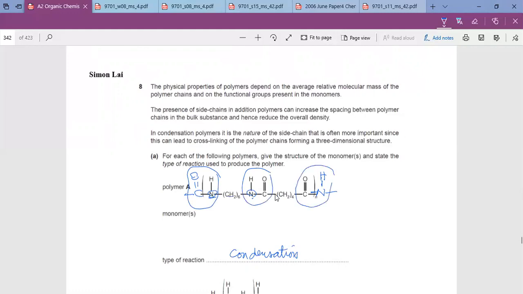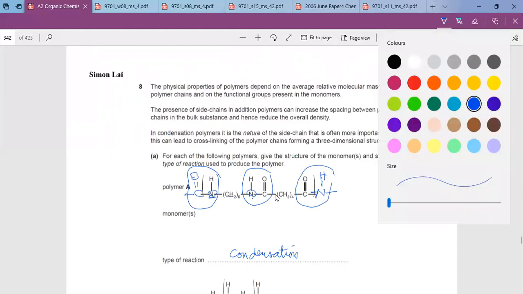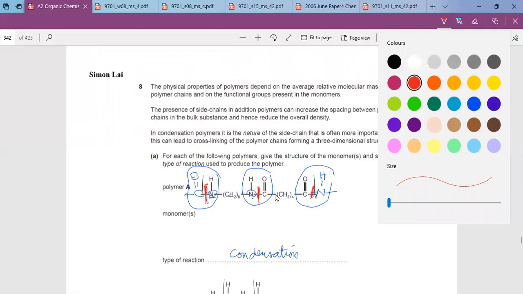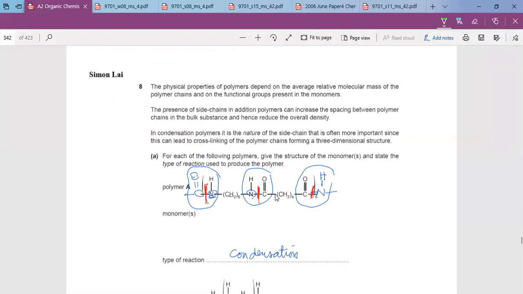Now break. I put a red pen. Okay, break where? Break at the link here. Break here. Break here. Break here. Break here. Okay, now circle for me the monomers. Remember, the monomers will be from break to break. Break to break. I put a different color. Green. So I do all this thing for you.